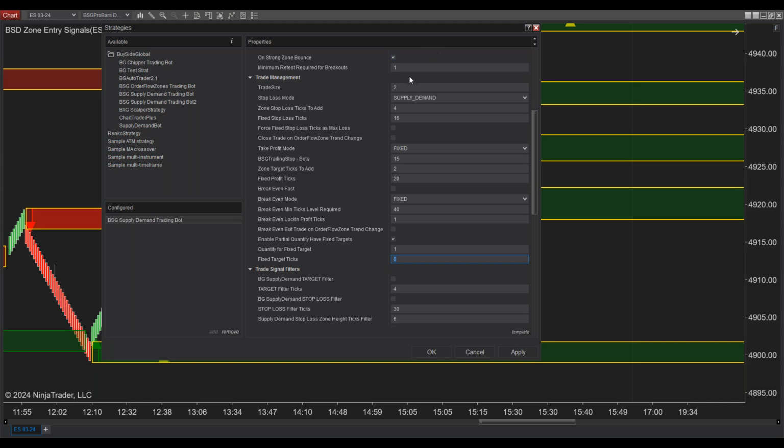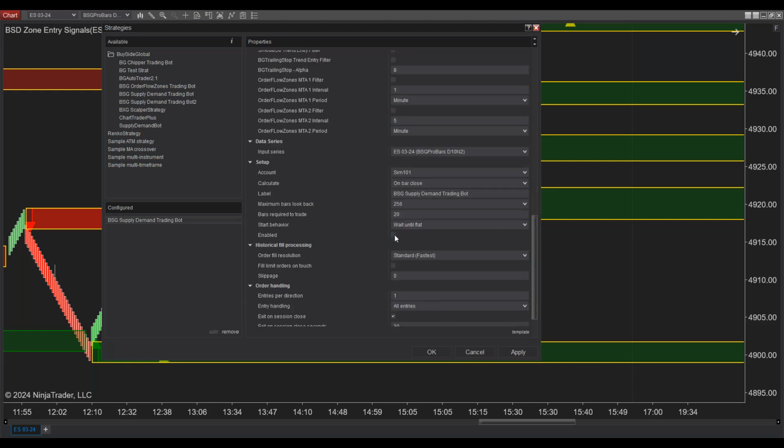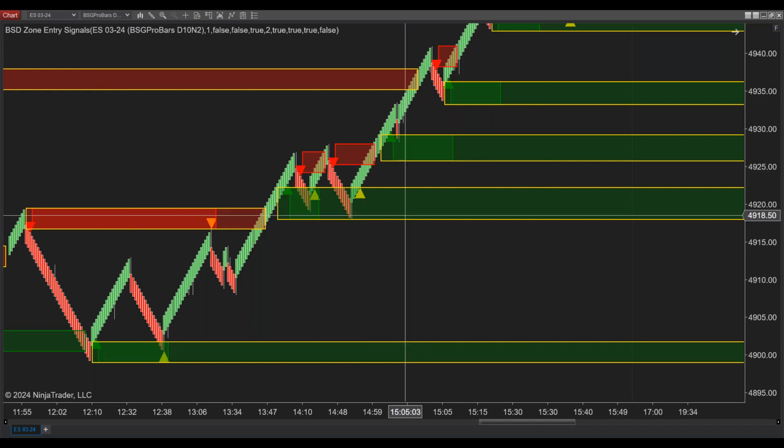Okay, I'm going to set the stop loss mode to fixed ticks. I'm going to have 20 ticks profit on every single trade. I'm going to have the partial quantity, and then I'm going to remove all the filters. Why? I just want to take every single signal that satisfies the requirement. So I'm disabling all the filters. I'm going to trade.